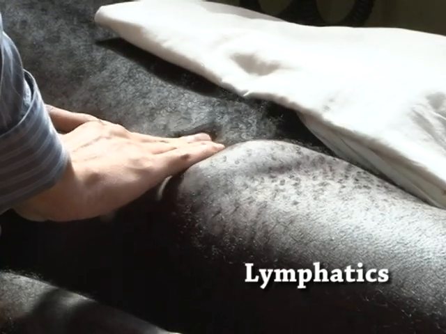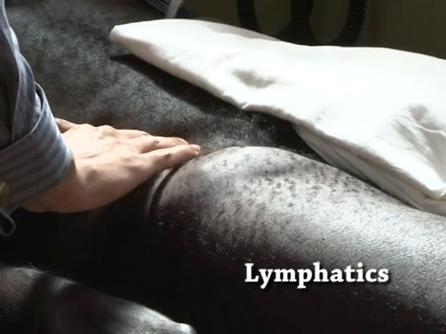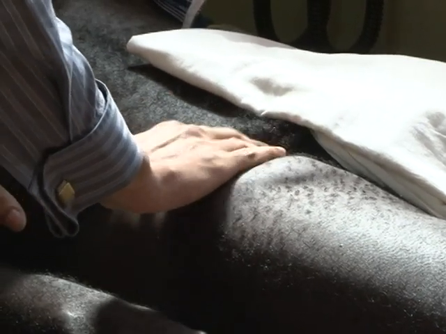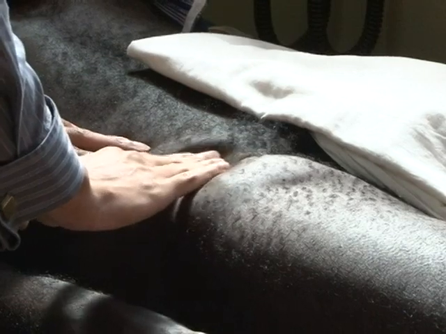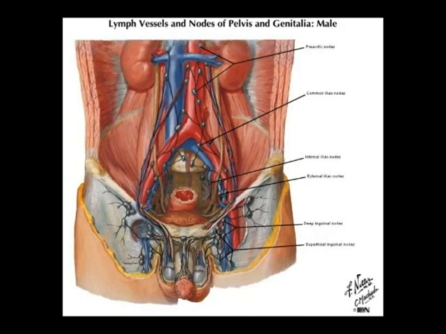Lymphatics. We should examine nearby lymphatics. In this way, we may examine the groin nodes. Enlarged groin nodes may indicate metastases from a local tumor or inflammation.